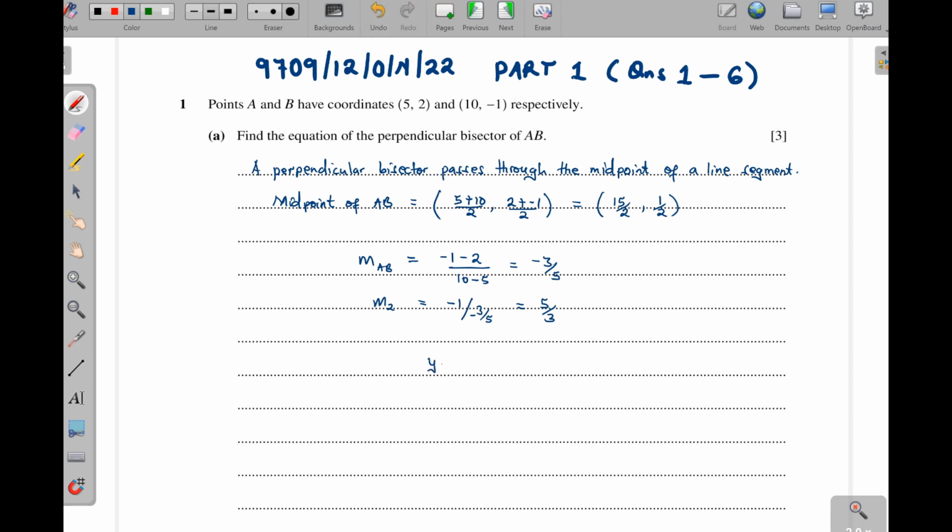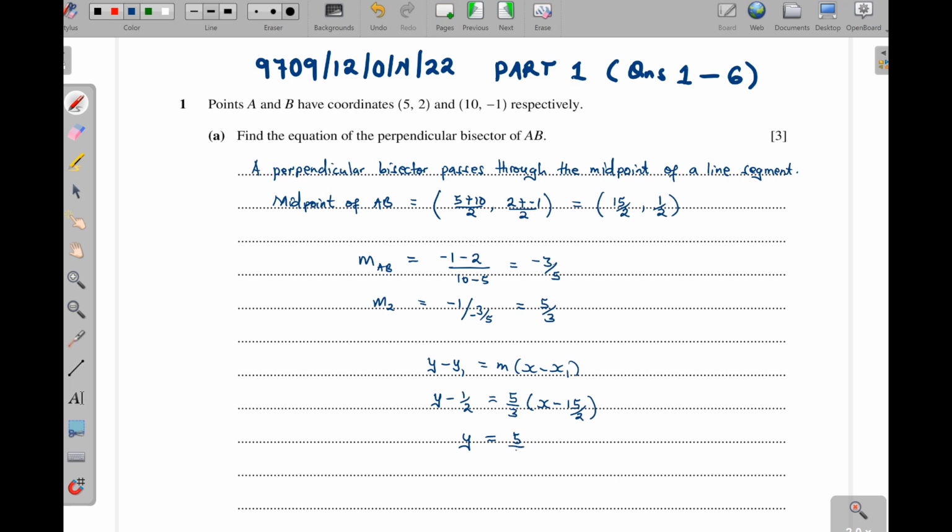So using y minus y1 is equal to m into x minus x1, that means we are going to have y, then our y1, we are going to use this point here, half, then the m is 5 over 3 into x minus 15 over 2. Even when you leave it here like this, they can give you the marks, but let us continue. We open the brackets and then we make y the subject of the formula.